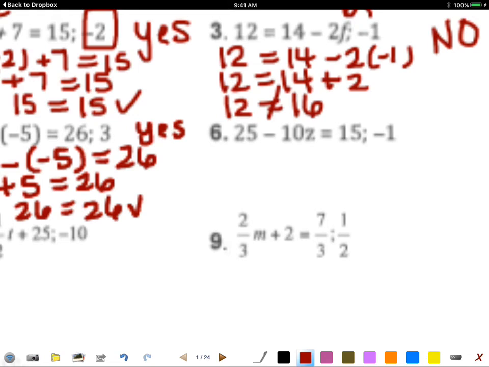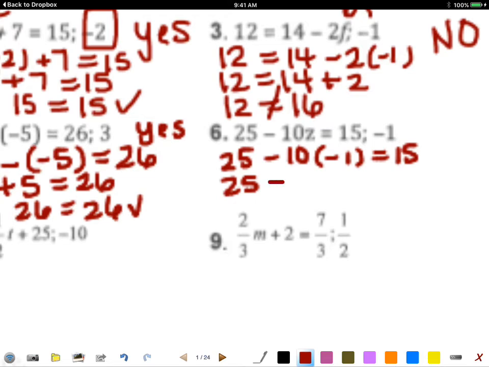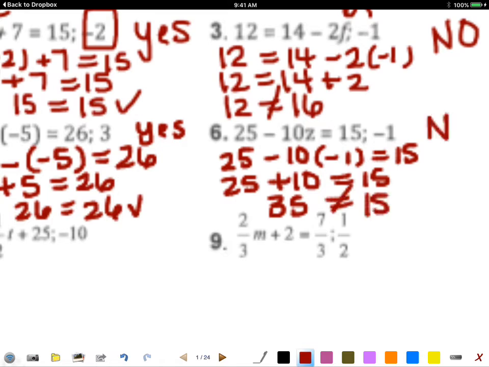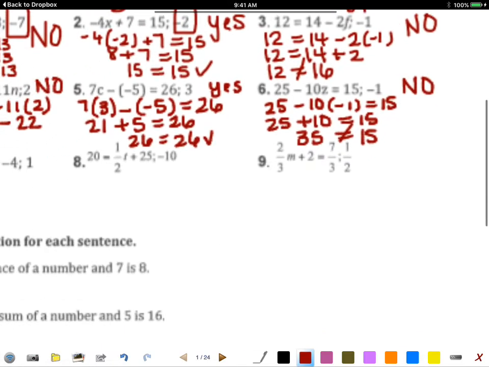Okay, let's plug in negative 1 here. 25 minus 10 times negative 1 equals 15. 25, what? Plus 10. Wait, why are we doing that? Because a negative 10 times a negative 1 is a positive 10. 25 plus 10 is 35. Does that equal 15? No. So we write no.